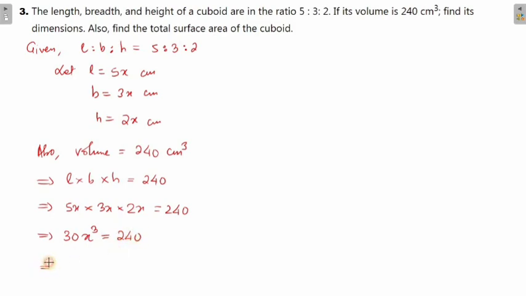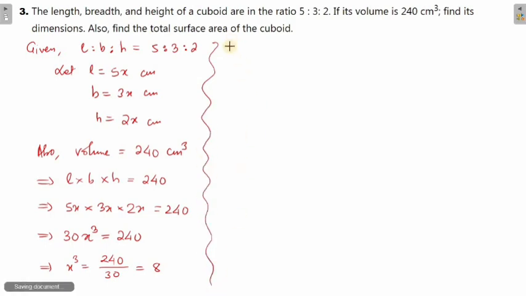So from here, what is x cube? X cube turns out to be 240 by 30, which is exactly 8, isn't it? So x cube is 8. I don't have space here, so let me write it here. It means that if x cube is 8, then you can write it as 2 cube, because 8 is nothing but 2 cube. So the value of x is 2. Since you have got the value of x, you can find L, B and H.